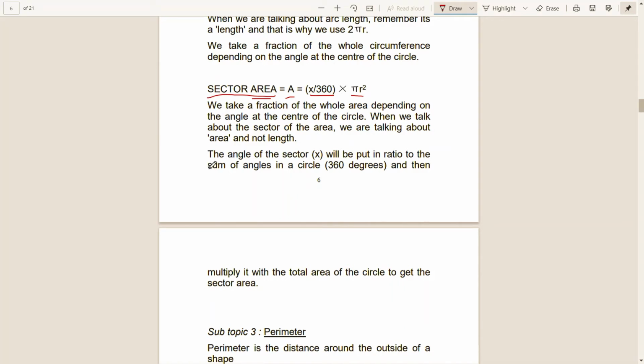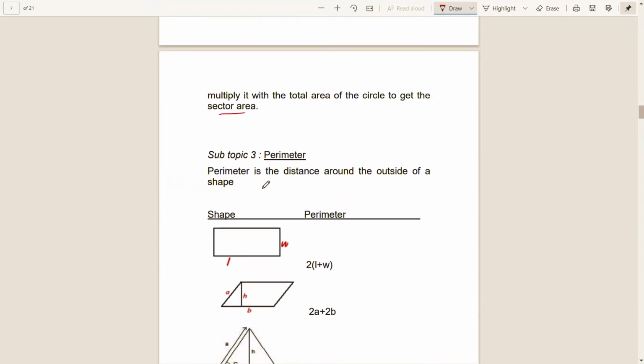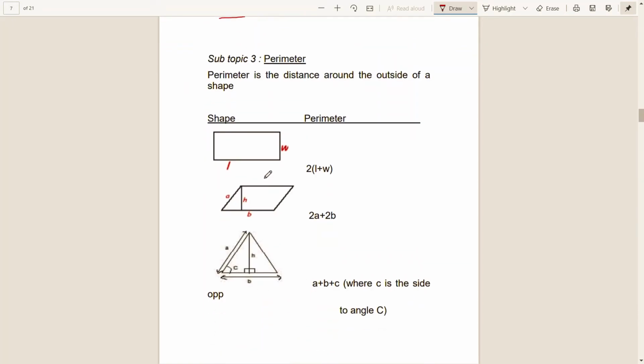Yeah, this is important. The angle of the sector x will be put in ratio to the sum of angles in a circle, and then multiplied with the total area of the circle to get the sector area. Same is with arc length. I hope it's clear. These two formulas are very important. We're done with the subtopic number 2.